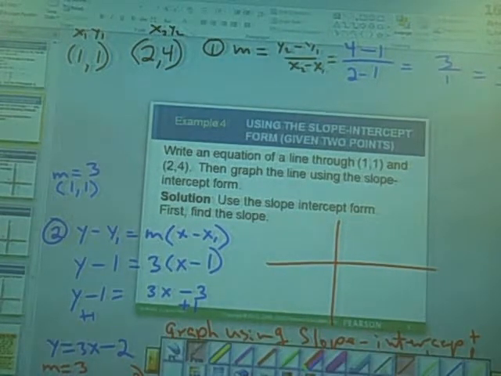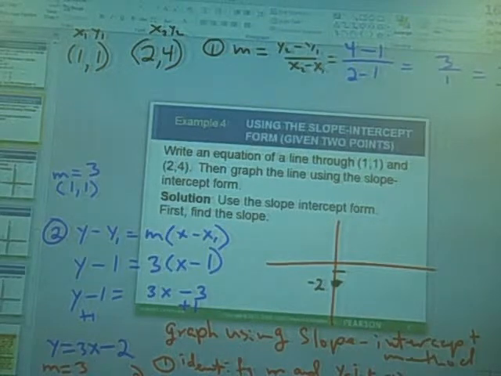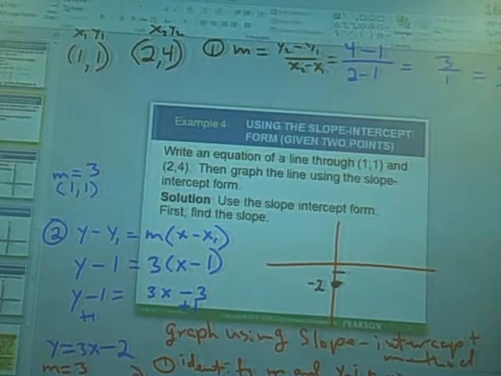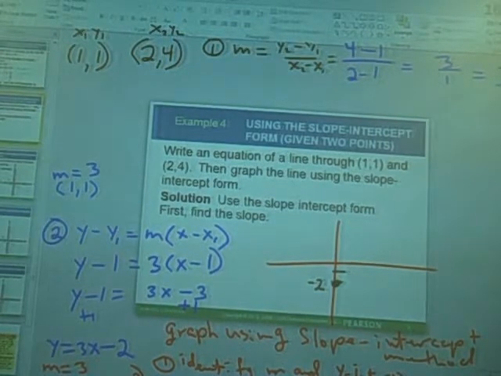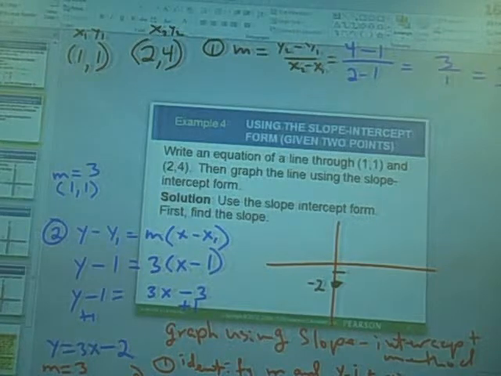Alright, so from there, we're going to plot it at -2. Okay? And so step 3, we're going to plot the second point based on the slope. Based on the slope. Okay, plot the second point based on the slope.